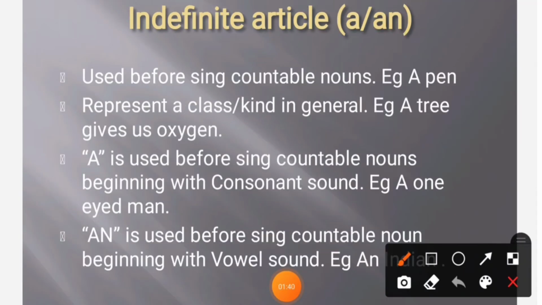Let's see ahead. Now guys, here we will talk about the first type of determiner, that is your article, right? We are talking about a or an. So the first point says what is the use of them. See, this indefinite article, that is a or an, is used before singular countable nouns. Example, a pen, representing a class or kind in general. Example, a tree gives us oxygen. A is used before singular countable nouns beginning with a consonant sound.